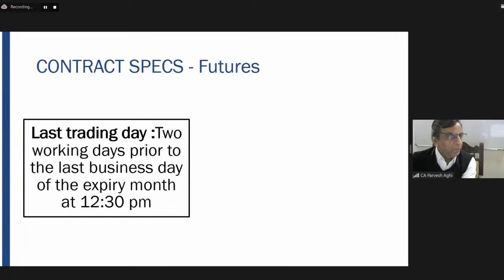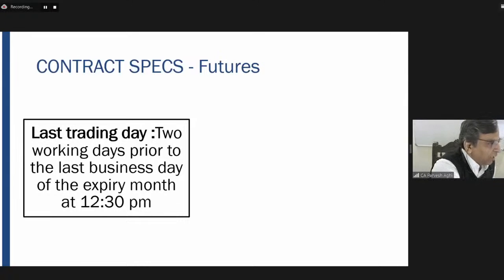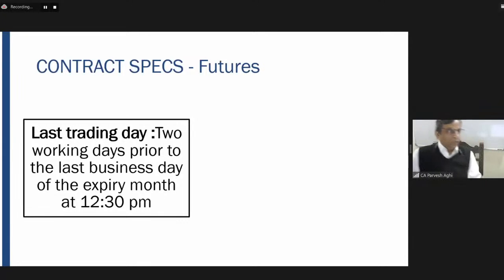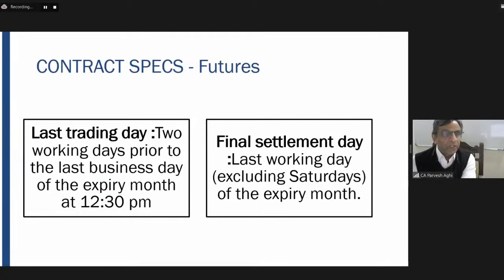So the last trading day is 2 working days prior to the last business day of the expiry month. There's a question which was asked, I think, by Sumit. So Sumit, this is answering your question. The last trading day is 2 working days prior to the last business day of the expiry month. The final settlement happens on the last working day, as against the last Thursday of the month in case of the stock market. So it is going to be the last working day, excluding Saturdays, of the expiry month.